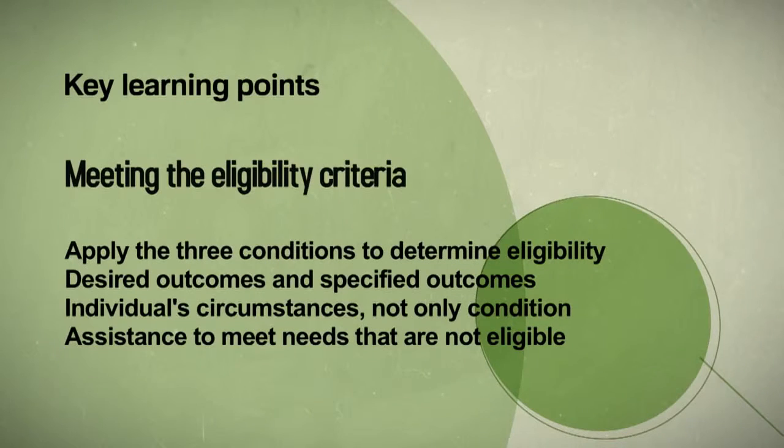Apply the 3 criteria to determine eligibility. Consider the range of outcomes people want to achieve and link these to the specified outcomes in the criteria. Be aware that eligibility depends on the individual's circumstances, not just their condition. Provide information and advice to people to support them with needs that are not eligible.